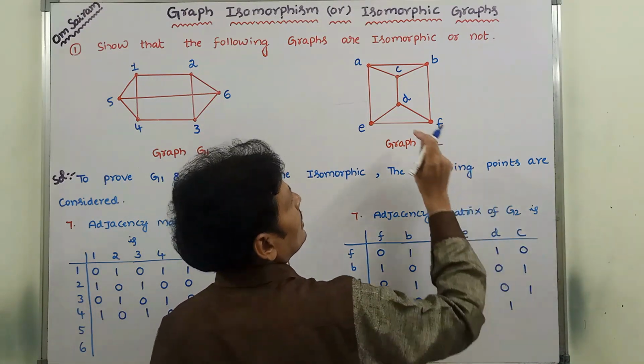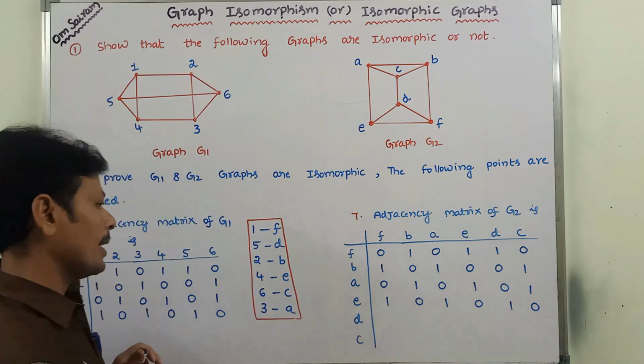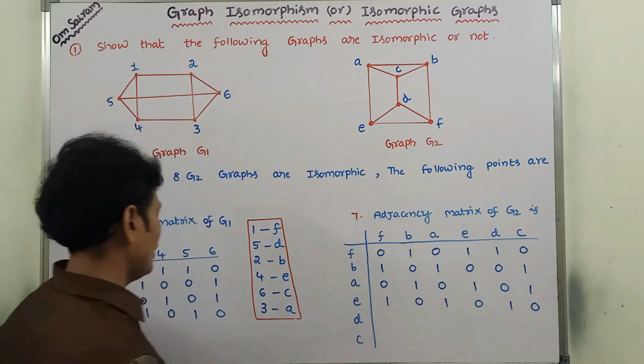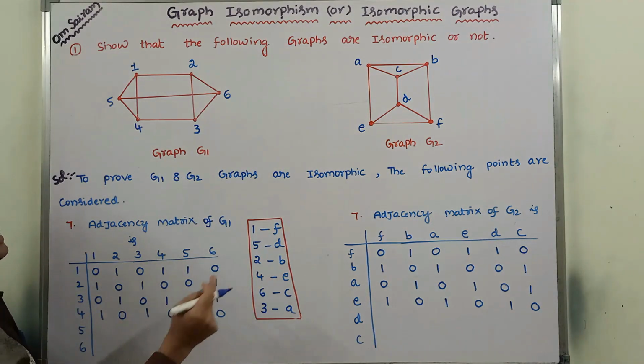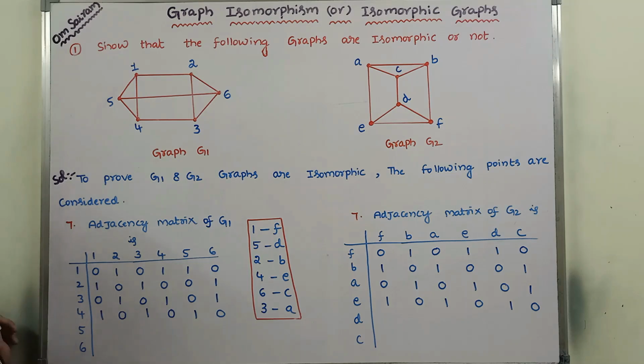E to C, there is no edge between E and C, so its value is 0. Comparing here: 1, 0, 1, 0, 1, 0, 1, 0, 1, 0, 1, 0. So the fourth row in G1 is similar to the fourth row in G2. Next one, the fifth row in G1.